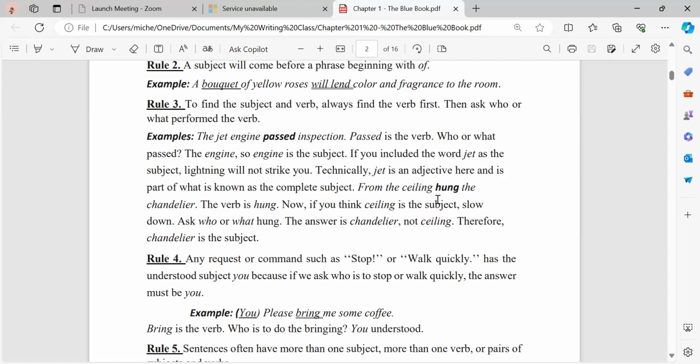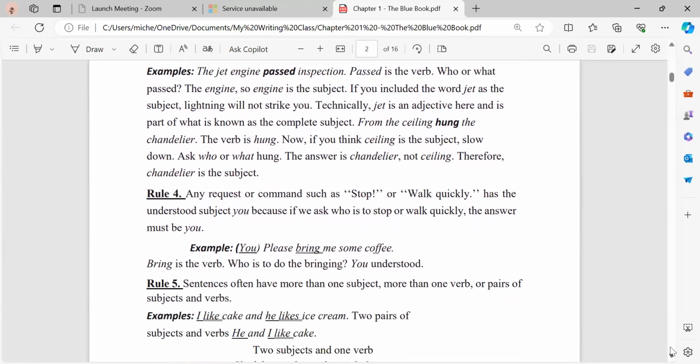After identifying the verb, we need to identify the doer. For example, who or what was hung from, based on this sentence? It is not the ceiling, because the ceiling was not the one that was hung, but the chandelier from the ceiling. So the ceiling is basically just additional information. It is technically not the main subject. The main subject is the chandelier. So that's how we identify the verb and subject.